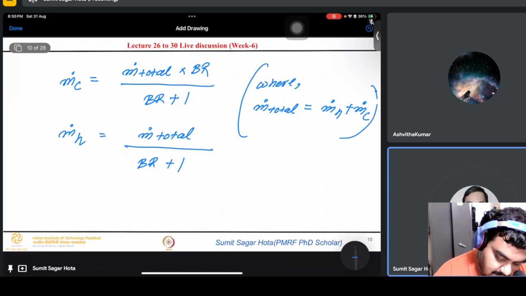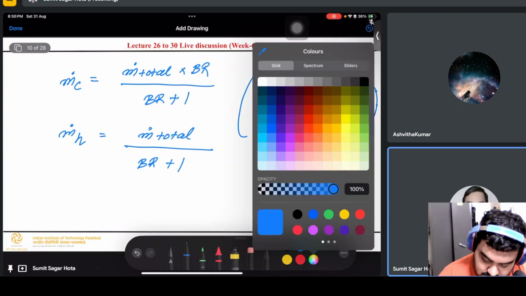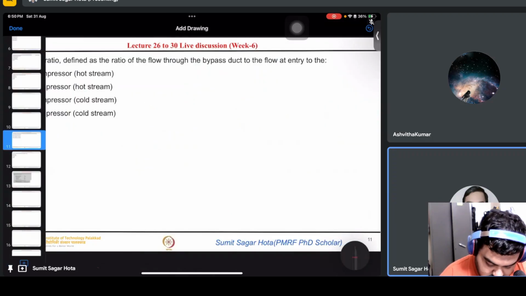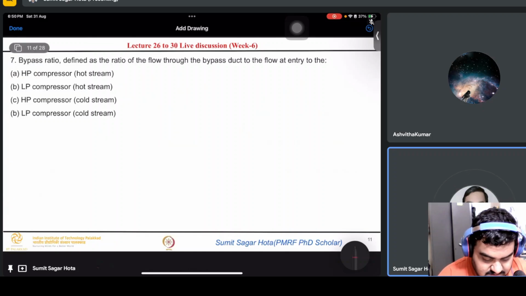So these are maybe the type of 1 mark MCQ questions they can ask. Obviously, whatever I told, the same definition they are asking. The bypass ratio is defined as the ratio of the flow through a bypass duct to the flow entering the hot stream. Because cold by hot. So it's answer A.